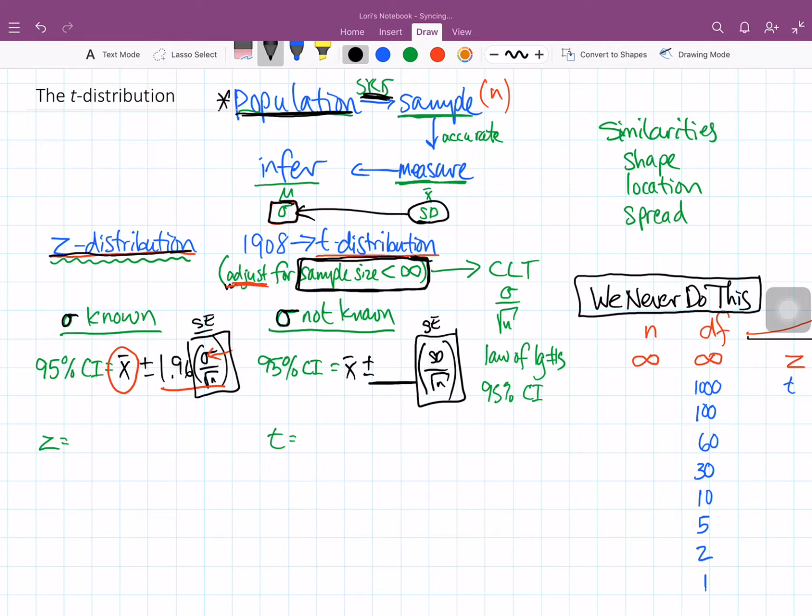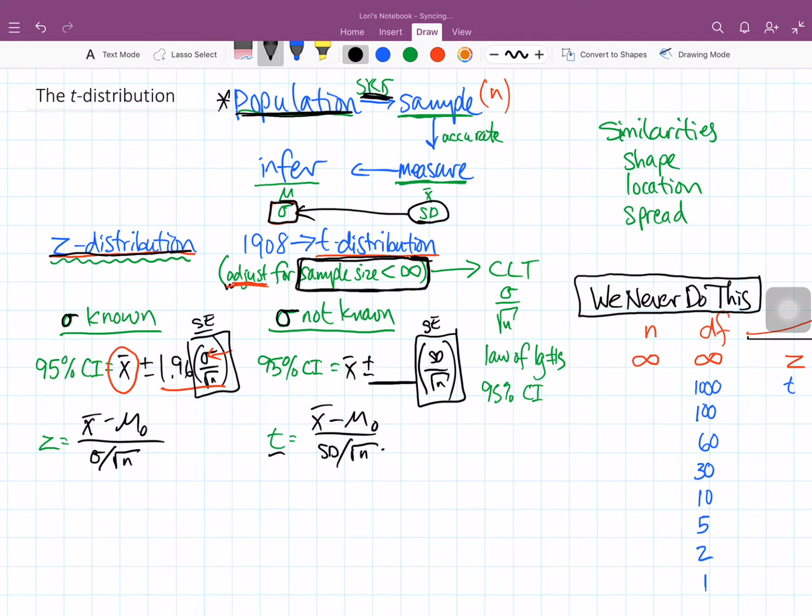So also, if we think back and we remember about z, this is equal to x bar minus mu sub aught divided by, and here's our standard error again, sigma divided by the square root of n. Now, when we don't know sigma, then instead of calculating z, we calculate t instead. And t looks very similar. T is equal to x bar minus mu sub aught divided by, instead of sigma, we're going to use the standard deviation divided by the square root of n.